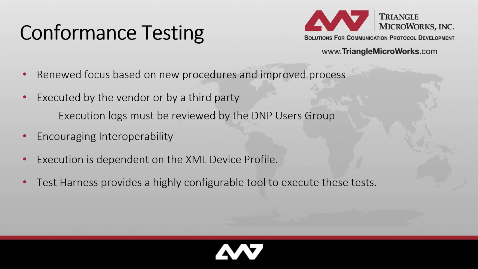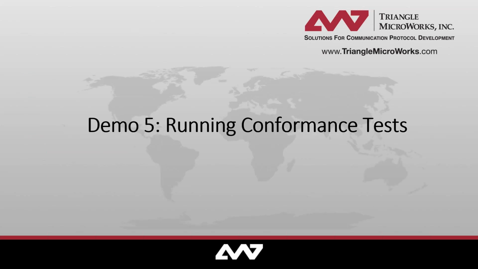The benefit to having your device pass this test is to prove that your device is more likely to be interoperable with other vendors' DNP3 devices. The conformance test is customizable based on what features your device supports, and all of that is defined in your XML device profile. The test harness application has a tool that allows you to pre-test your device and find issues early on in the development process. In fact, some of the third-party test houses use the test harness to test the DNP3 conformance. So let's take a look at an example of conformance testing.